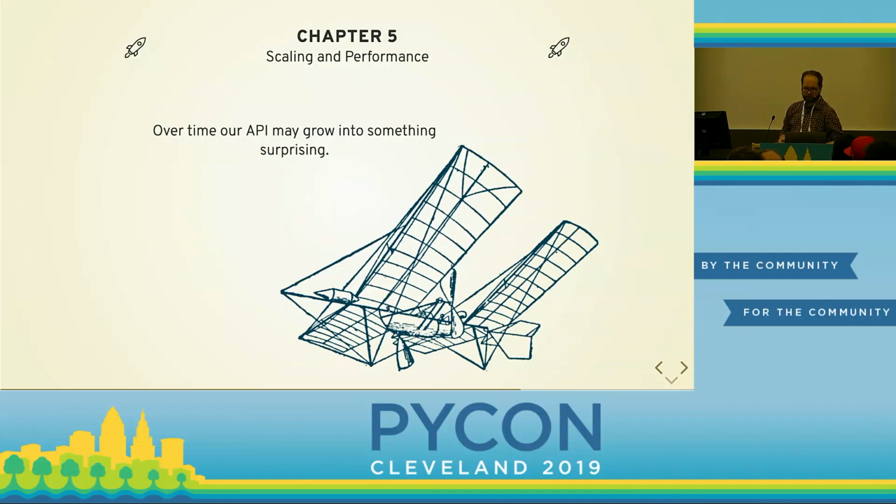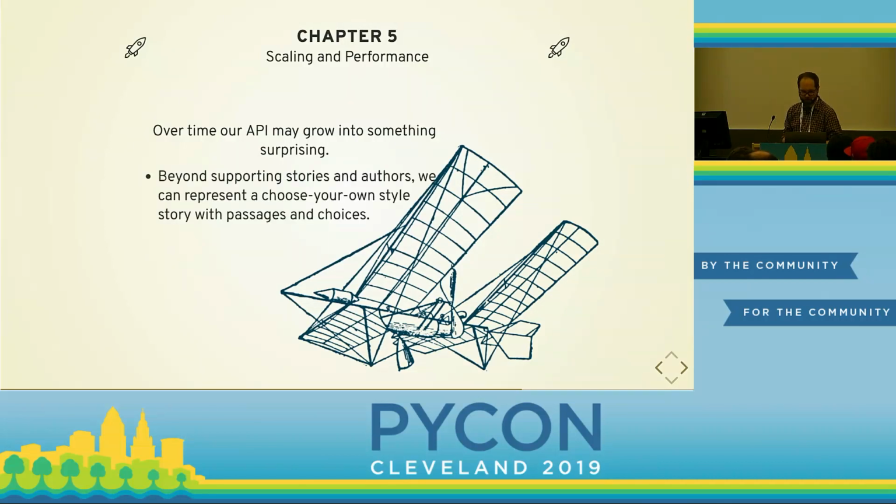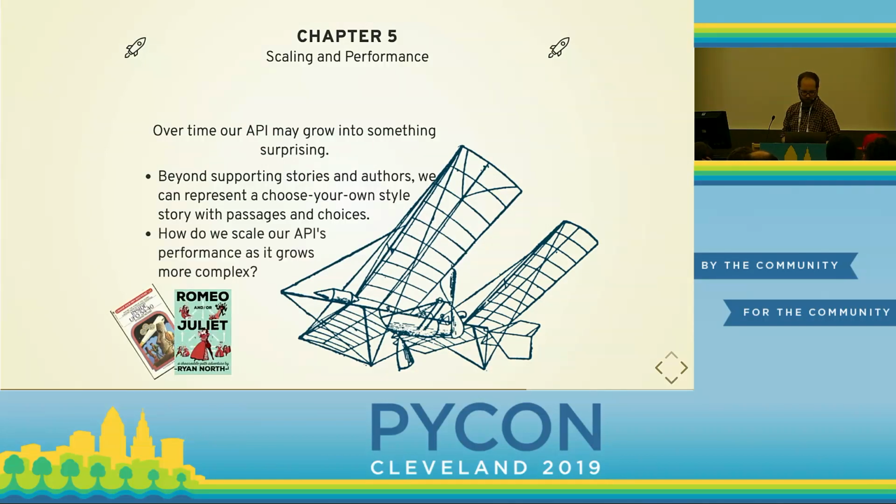So over time, our API can grow into something surprising, something very different than we expected. So beyond supporting stories and authors, we might represent a choose-your-own style of story with passages and choices with a much more complicated data model. So how do we scale our API's performance as it grows to be more complex?